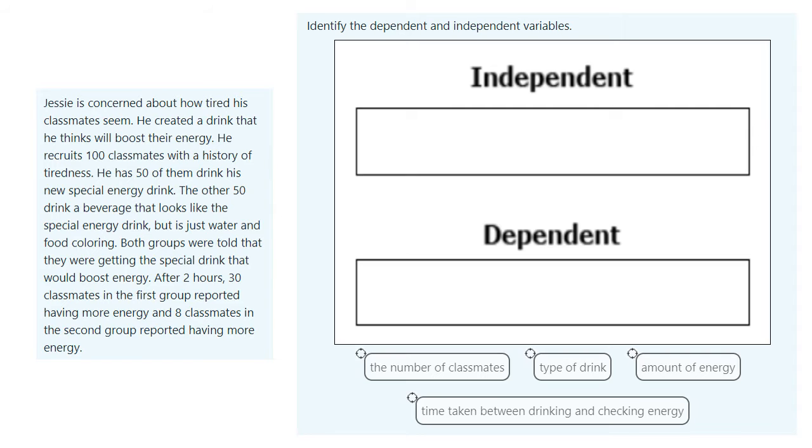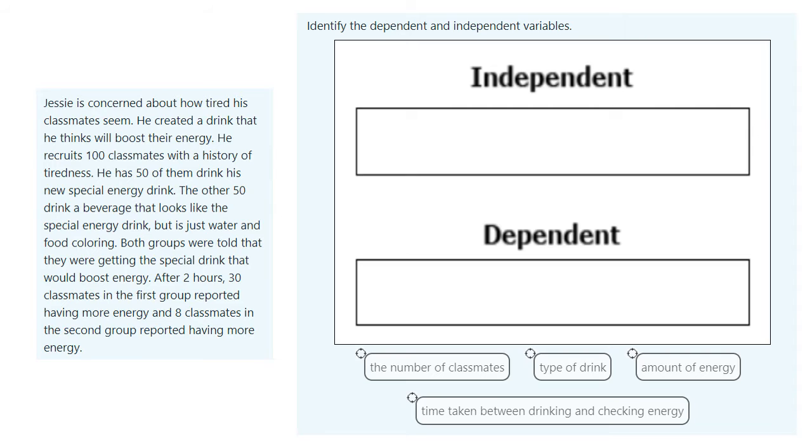Jesse is concerned about how tired his classmates seem. He created a drink that he thinks will boost their energy. His prediction, his hypothesis, is that if they drink this new drink, they will have more energy. He recruits 100 classmates with a history of tiredness. He has 50 of them drink his new special energy drink, and the other 50 drink a beverage that looks like the special energy drink, but is actually just water and food coloring. So they all think that they are drinking it, but actually only half are drinking it.